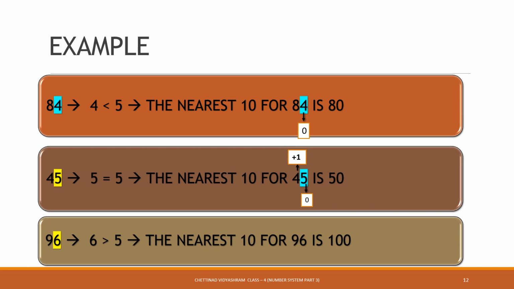Consider the next number, 96. The number in the ones place is 6, which is greater than 5. If it is greater than 5, again the number in the ones place will become 0 and 1 will be added to the number in the tens place. So 6 will become 0, 9 plus 1 is 10, therefore the nearest 10 for 96 is 100.